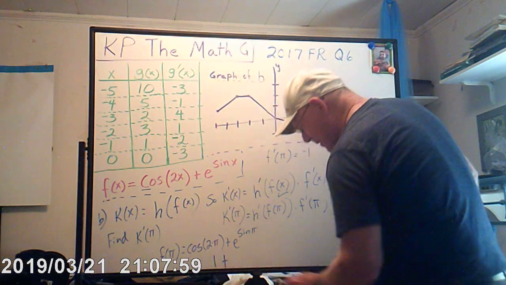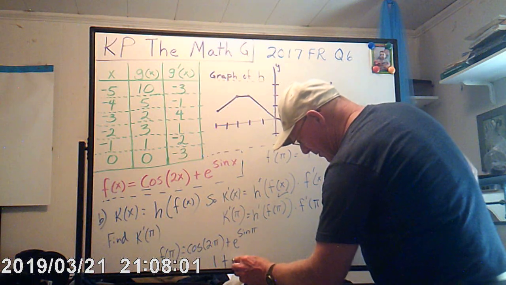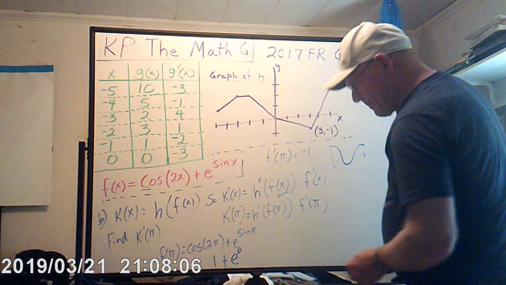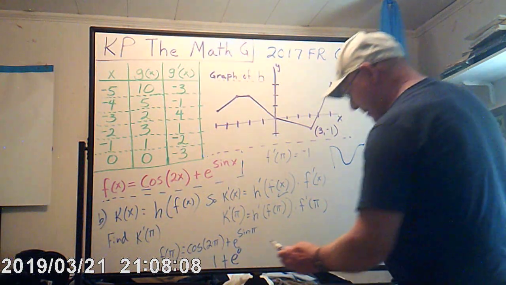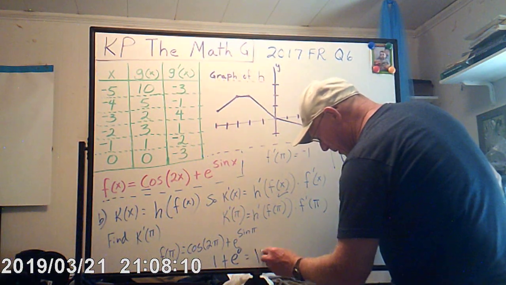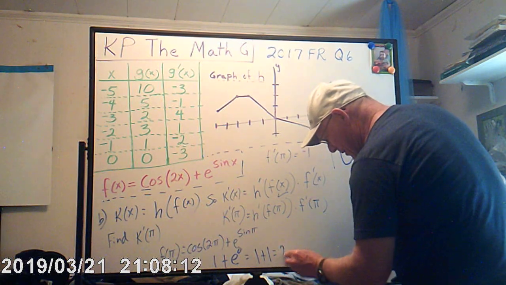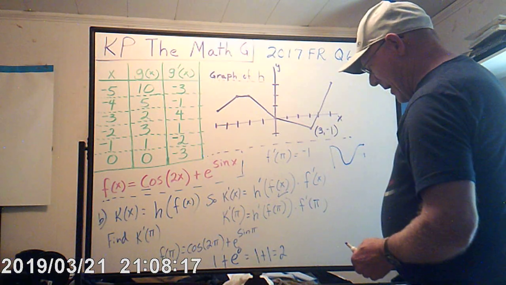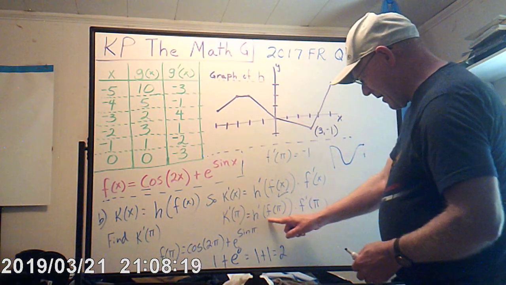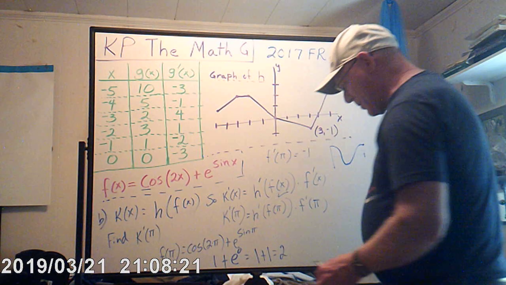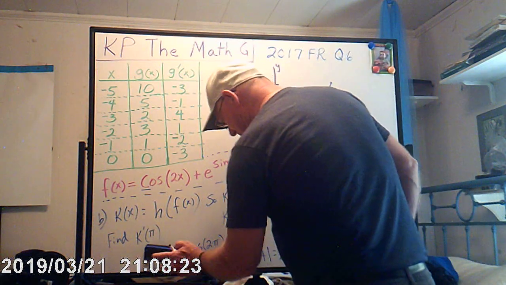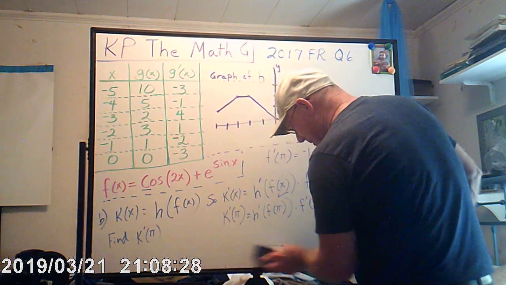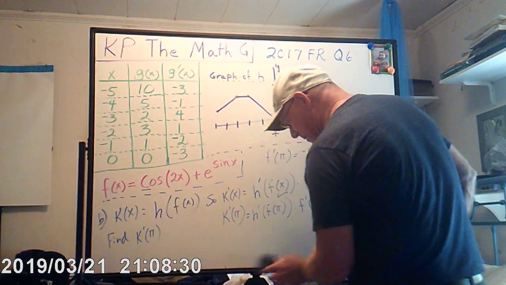plus, remember e to the sine of pi is e to the 0. We did that last time. E to the 0 is 1, so that equals 1 plus 1, which is 2. So f at pi is 2. I'm going to erase this so I can have room to work. That's all we found right there.